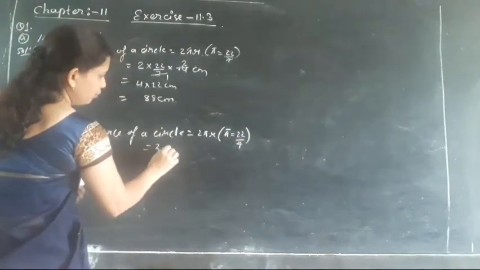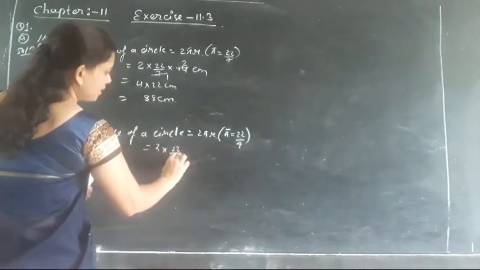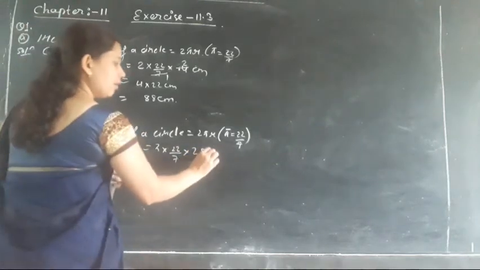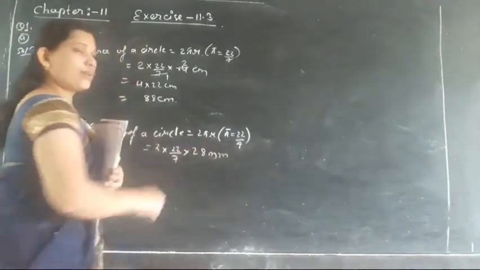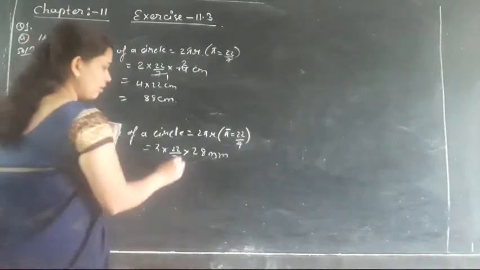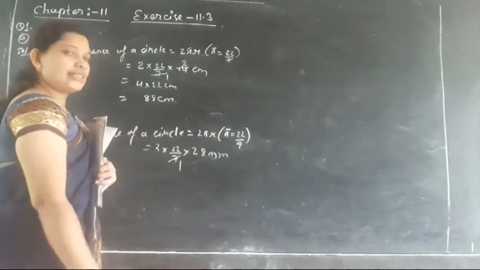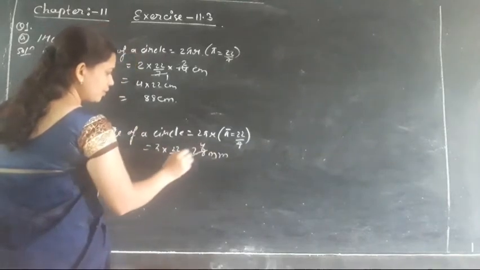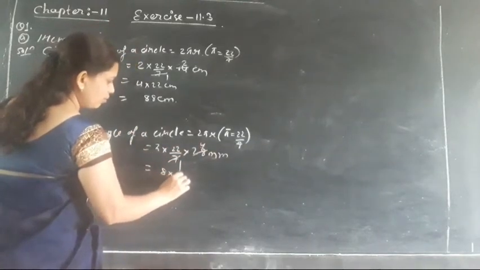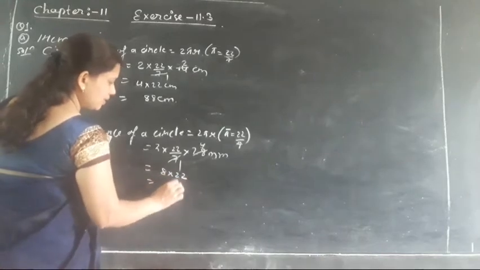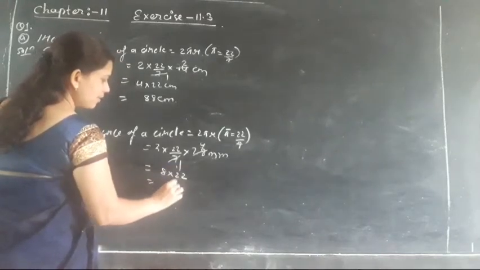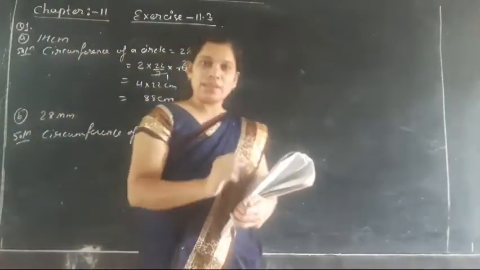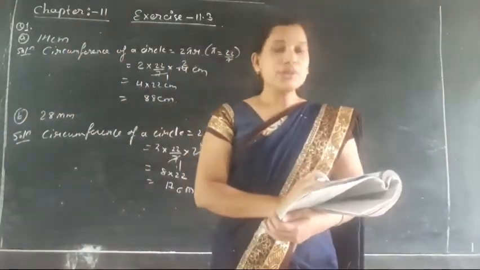So 2 into 22/7 into 28. This is the value of radius. Radius is 28, isn't it? Now 7 ones are 7, 7 threes are 21, 7 fours are 28. So here 4. So 2 fours are 8. So 8 into 22. So 8 twos are 16, 8 twos are 16 plus 1 is 17. So that will be 176 mm. Clear everyone? Moving toward question number 2.